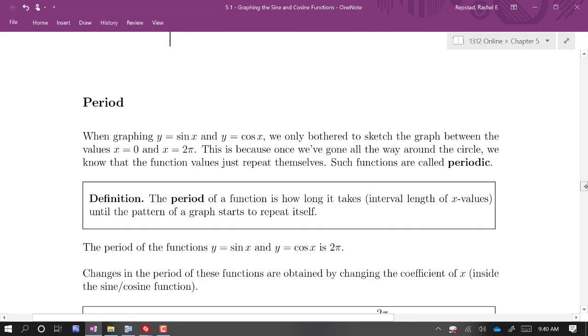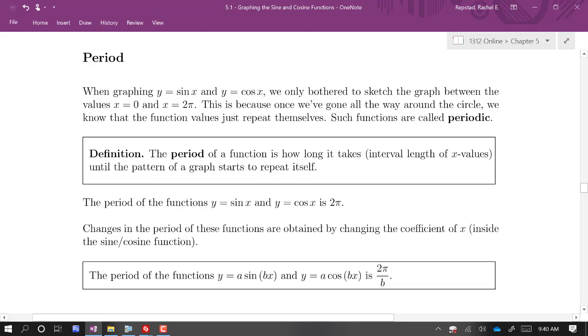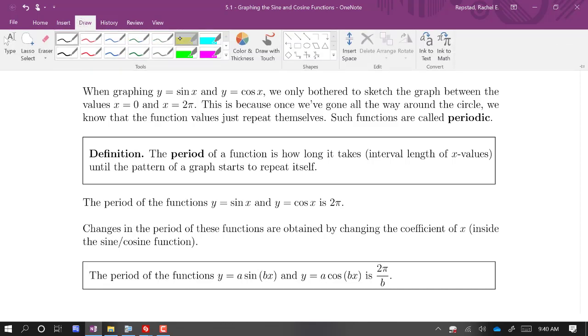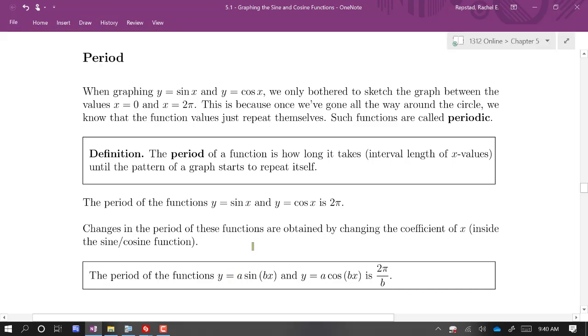Now we're going to take a look at what happens when we multiply, not in front necessarily, but what happens if I multiply inside, if I multiply that argument by a number. So the period of the function, I mentioned that these functions just repeat the same wave pattern, and because it repeats itself, we say that the function is periodic, and the period is the length of how long it takes before the function just repeats itself.